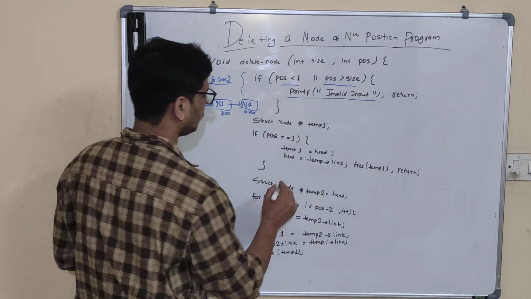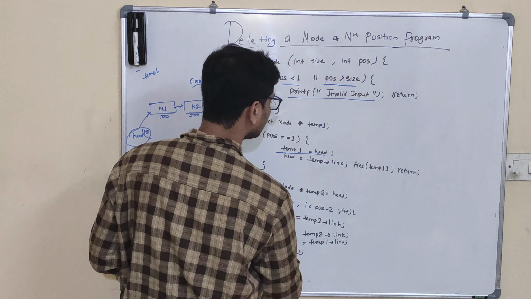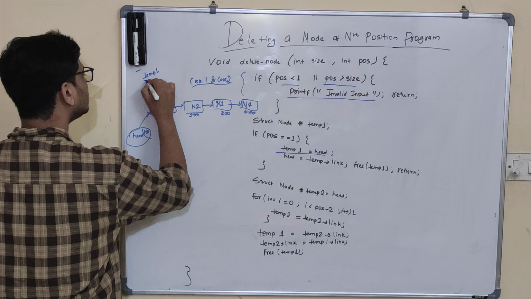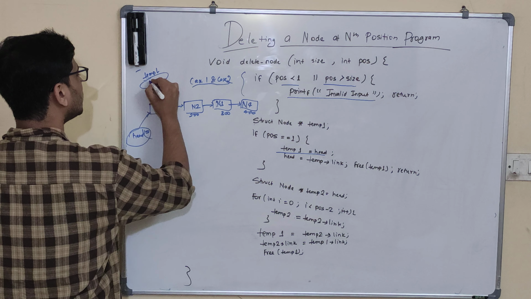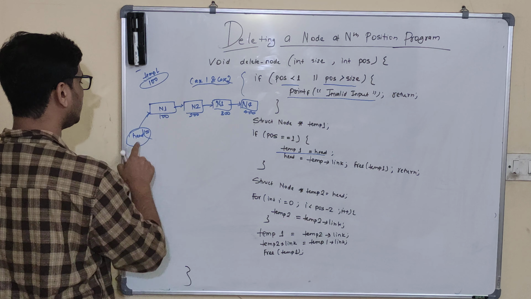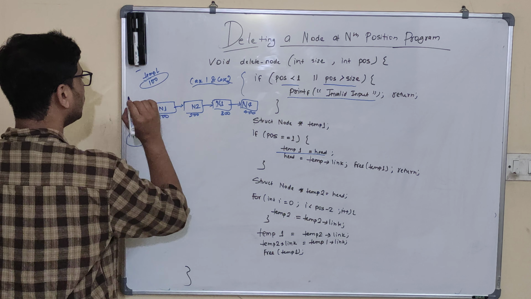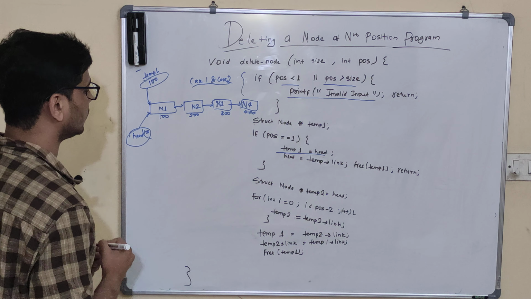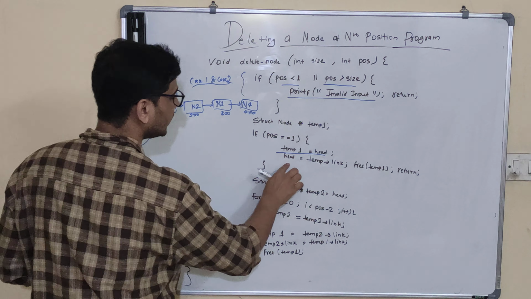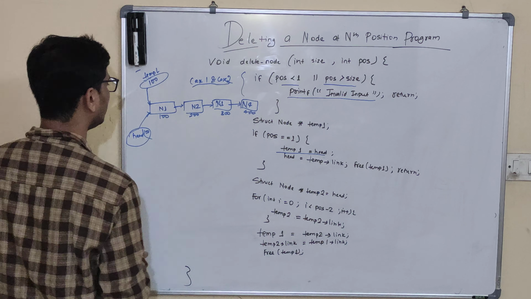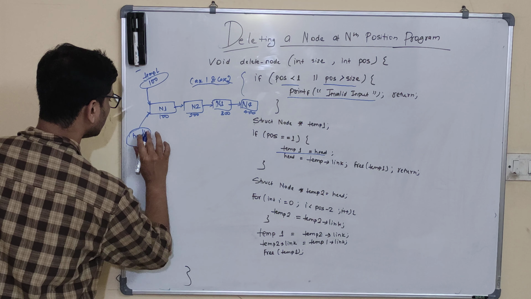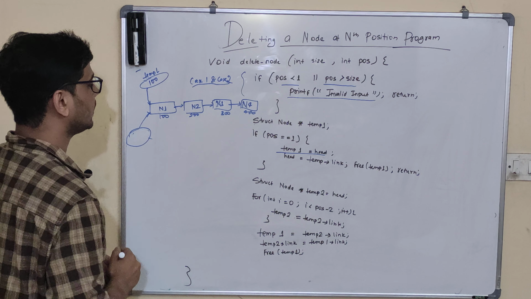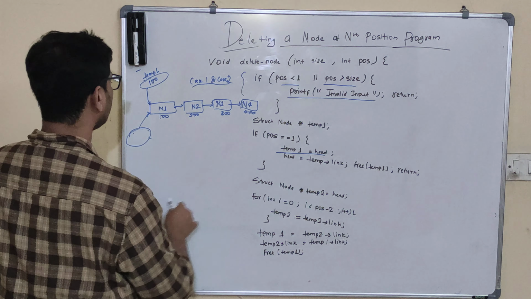Now let's see what I am doing here. We are putting the value of head in temp, this is a temp pointer. We are putting the value of head in temp, that is 100, which means temp will also point to the first node. And in the next line, head is equal to temp.link. So in the next line we are updating the value in head. And what is it? temp.link.